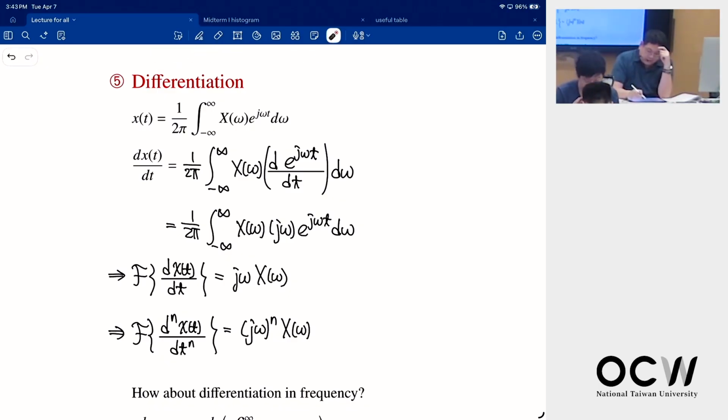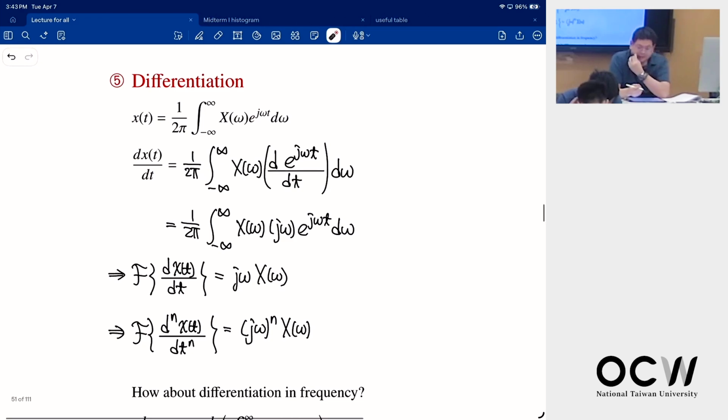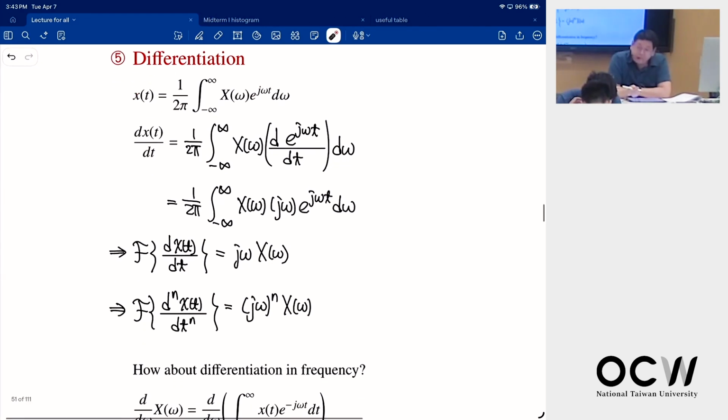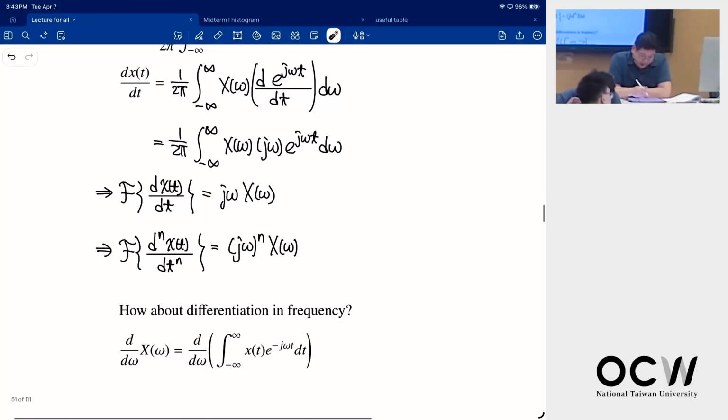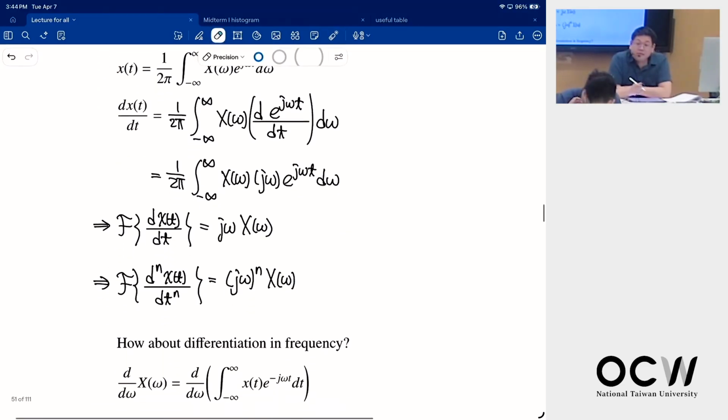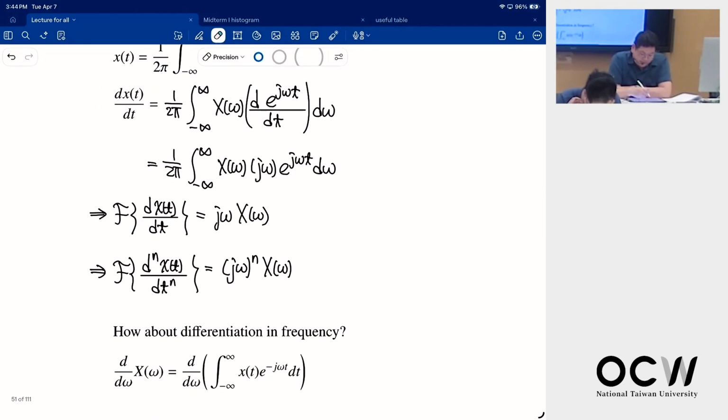Then you may be curious about taking the differentiation in frequency domain. What happens in time domain? Now if I take the differentiation in time domain, then we generate omega in frequency domain. How about the other way around? If I take the differentiation in frequency domain, what happens in time domain? Looks like we have kind of a similar pattern for that.